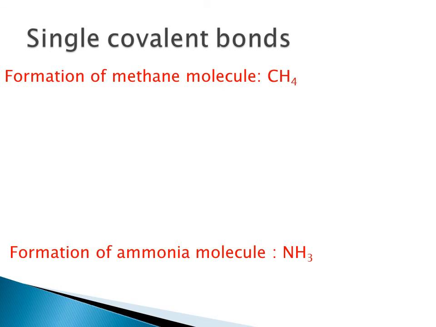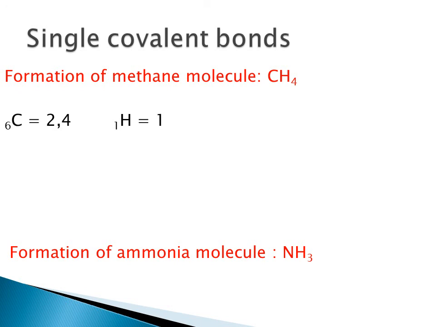This is one more example of single covalent bond: formation of methane molecule. Methane is made up of carbon and hydrogen atoms. So let us first write down the electronic configuration of carbon and hydrogen atoms. Carbon has atomic number 6, so its electronic configuration is 2,4. It needs 4 more electrons to make the second shell completely filled. The second shell is its outermost shell, and it needs this to get stability.